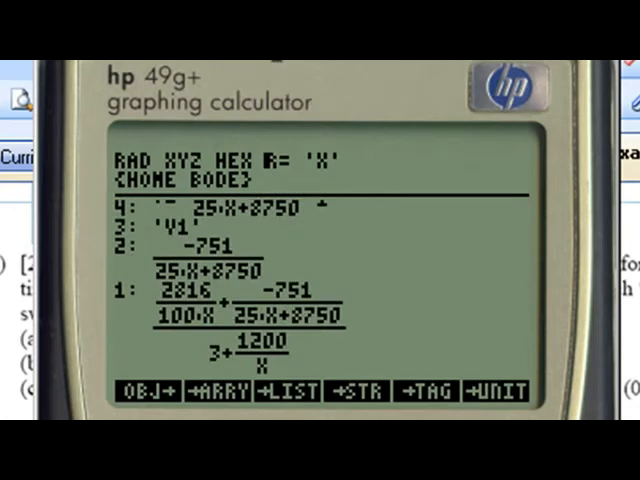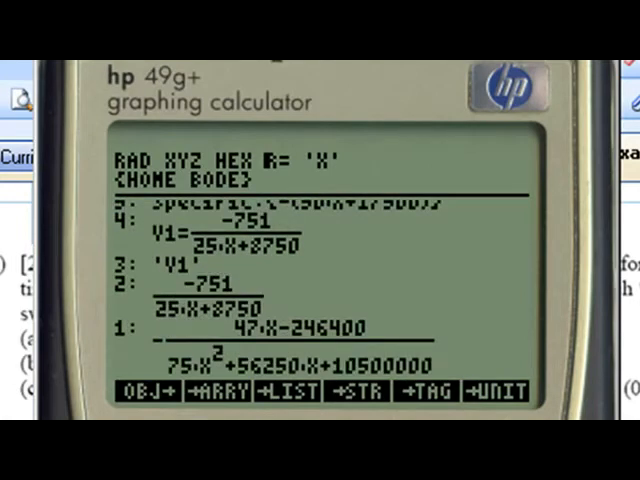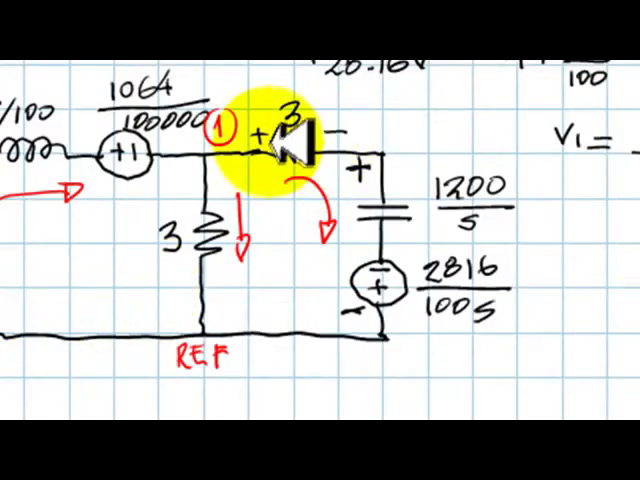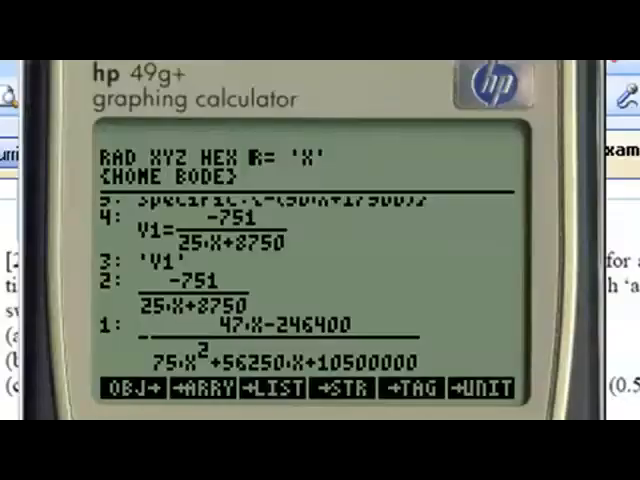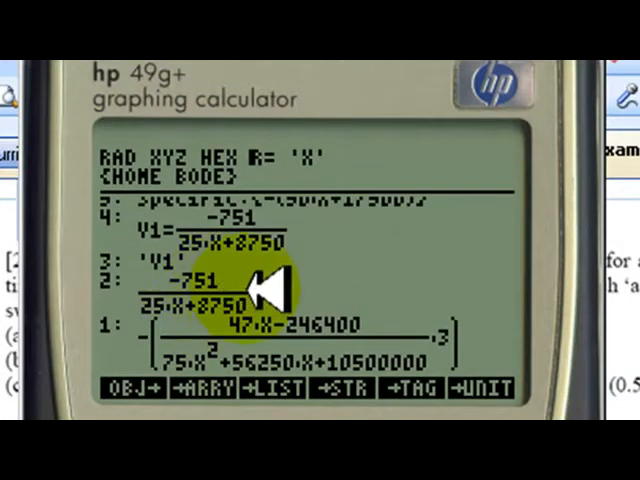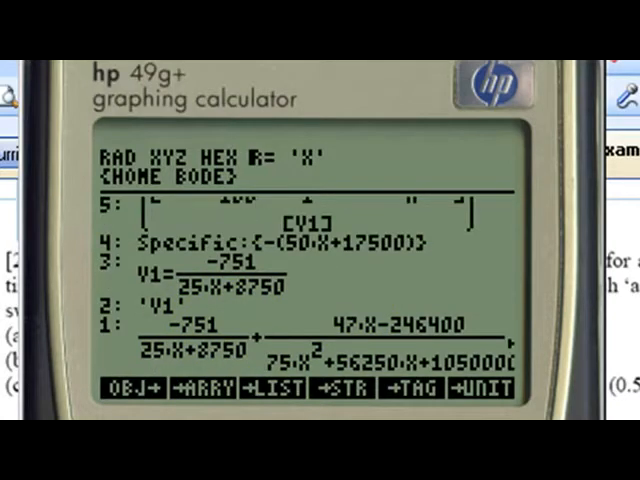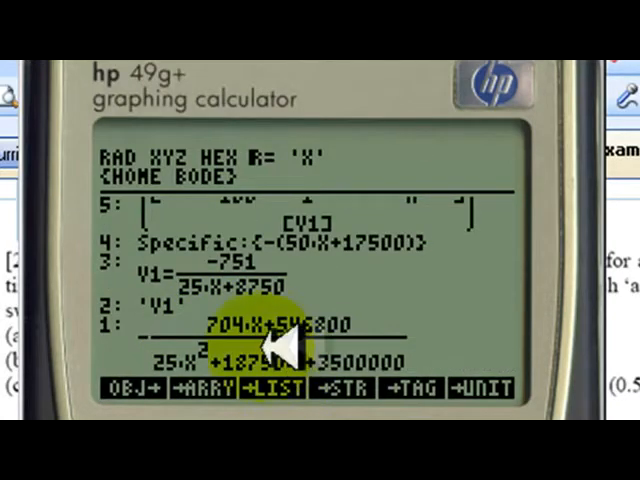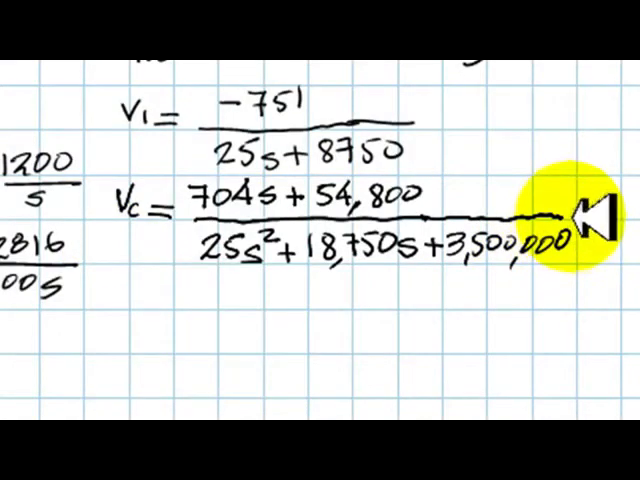But that current looks convoluted, so I ask eval to simplify that. That is the current in the capacitor. If I multiply that current times this resistor and subtract that from V1, I should get VC. That current, enter 3, multiply, subtract from V1, which is at the top, subtract, evaluate. That is the voltage in the capacitor in the Laplace domain. Let me copy that. And that is a solution to part A, the voltage in the capacitor in the Laplace domain.